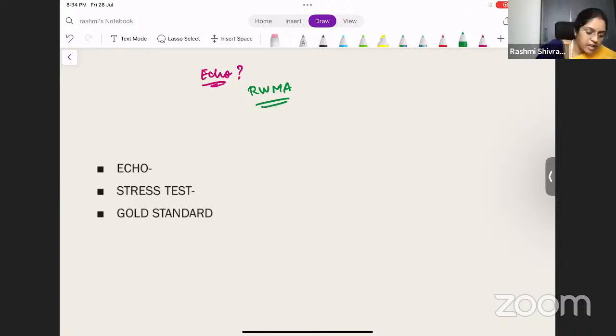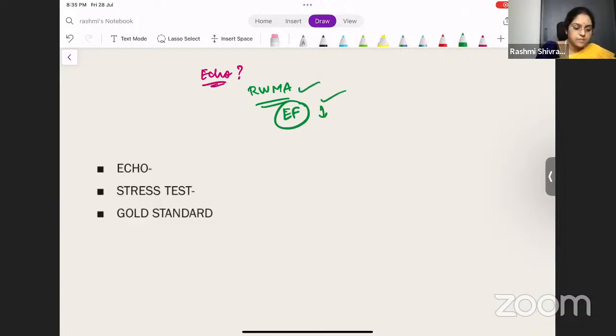Then what else will happen? You will also need to look at the ejection fraction, because the ejection fraction tends to drop. There's an infarction. The ventricle is not pumping properly. So there is an ejection fraction decrease. So these are the two most important things that you need to identify on the echo.